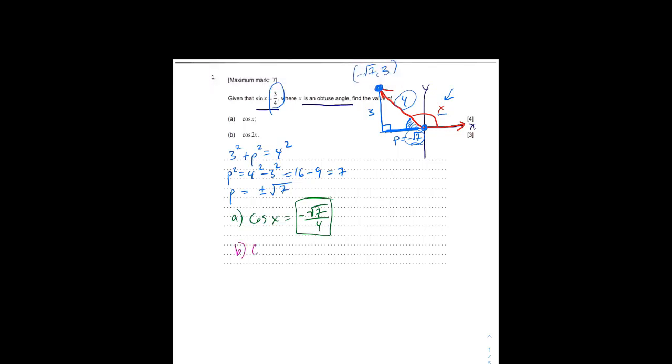The cosine of 2x is a double angle formula. It's an identity. So the double angle identity, there's three ways you can write the cosine double angle identity. We can write this as cosine squared x minus sine squared x, or you could write it as 2 cosine squared x minus 1, or you could write it as 1 minus 2 sine squared x. All of them will actually give you the same value.